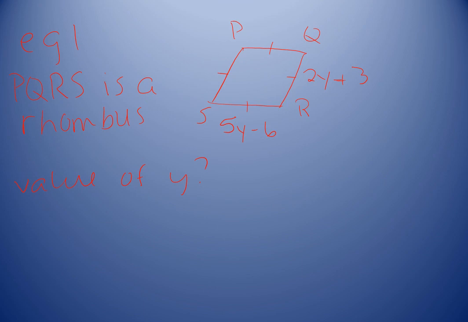Because the rhombus has 4 congruent sides, we know that 5y minus 6 equals 2y plus 3. So you're going to add a 6 to both sides, and you're going to get 5y equals 2y plus 9. And you subtract 2y from both sides, and you get 3y equals 9. So y must be 3. After you divide both sides by 3, you get y equals 3. So the length of our sides are going to be 9.